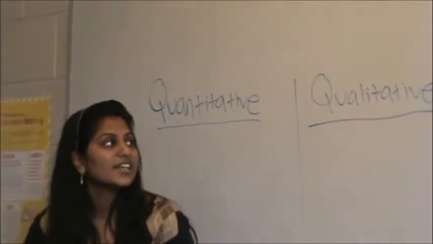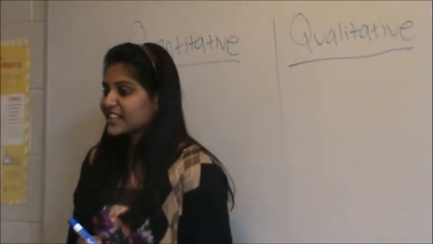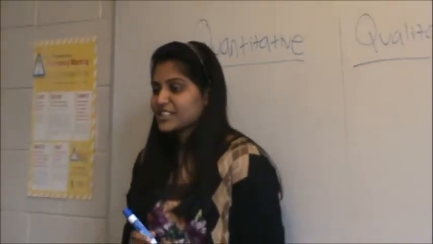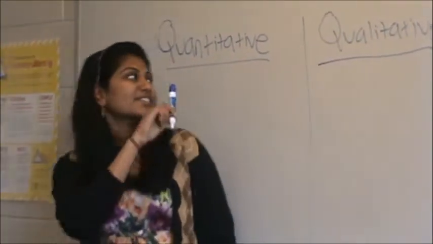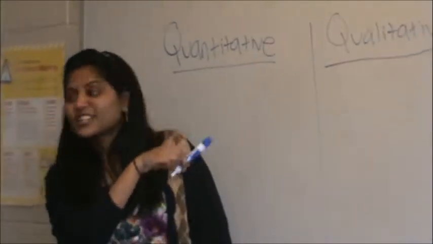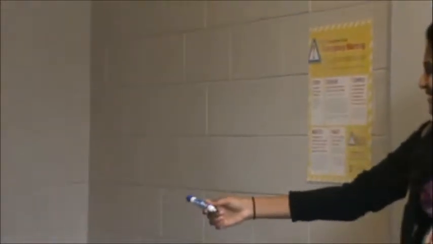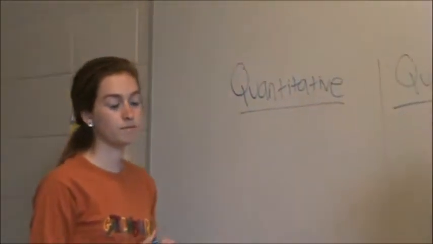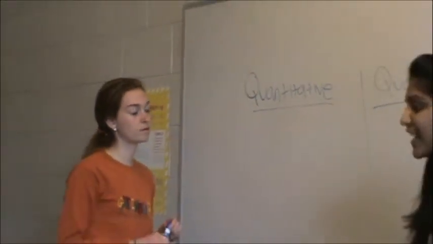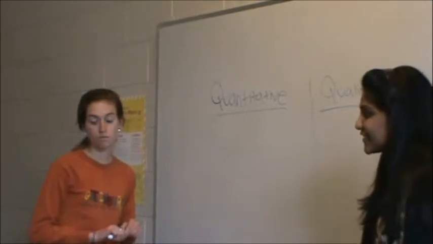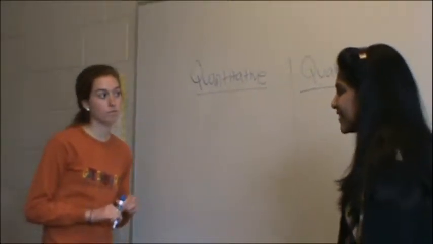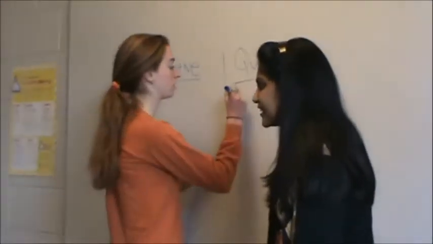Does anyone want to come up and divide up the observations that we made about the grapes into whether they're quantitative or qualitative? Yeah. Okay, Taylor, come on up. So the first observation we made was that the grapes were purple. Would that be qualitative or quantitative? It'd be qualitative because it's a description, not a measurement. Yeah, great.